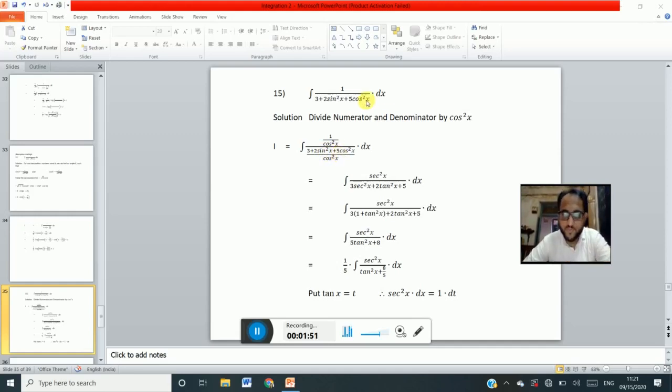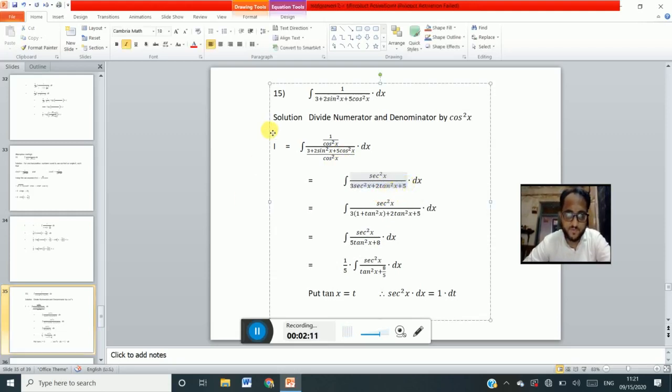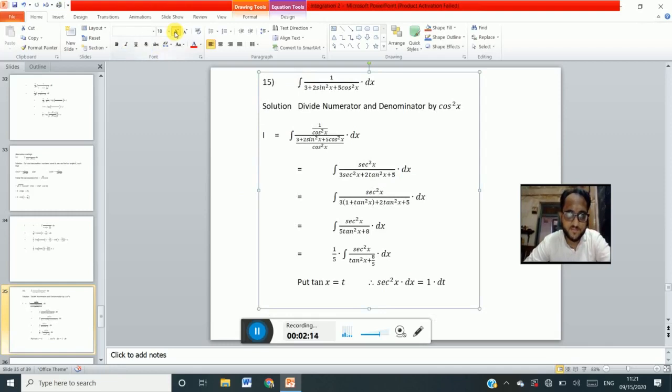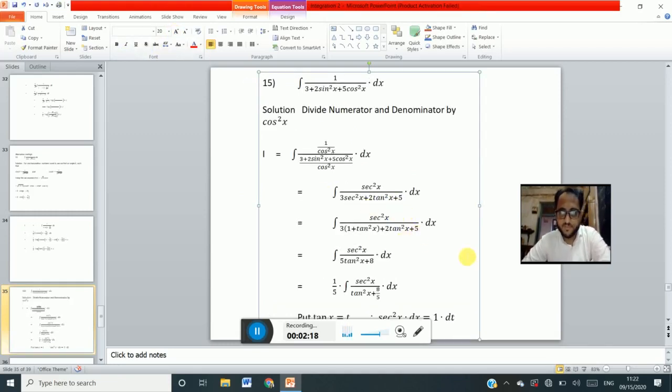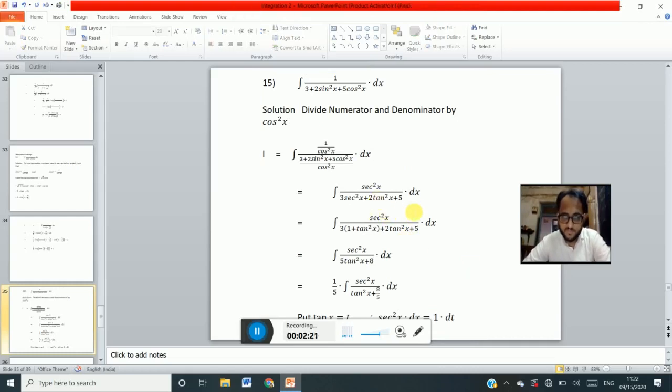Then see, numerator 1 upon cos square is sec square x upon, here separate the terms, so 3 upon cos square means 3 sec square, plus 2 sin square upon cos square means tan square, plus 5 cos square upon cos square means 1. Okay, then dx. Then what is the next step? Yes, see this one, sec square upon, now the second step is what?